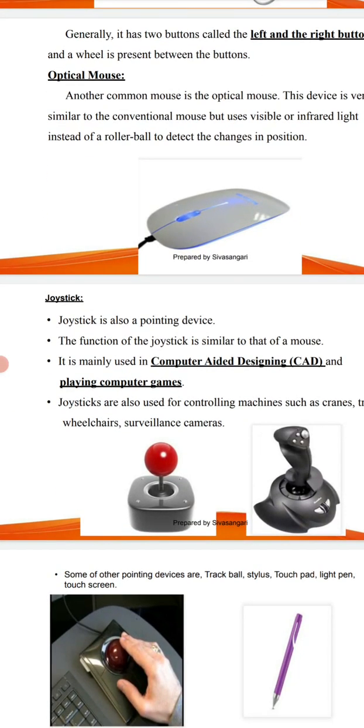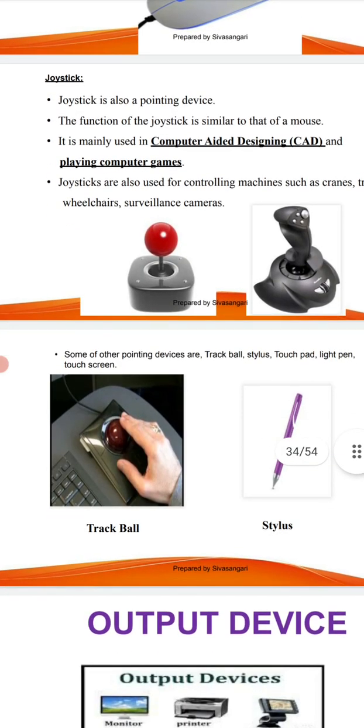Next one is joystick. Joystick is also a pointing device. It is mainly used in computer aided design and playing games. Joysticks are also used for controlling machines such as cranes, trucks, wheelchairs, surveillance cameras, etc. Next one is trackball and stylus. Some other pointing devices are trackball, stylus, touchpad, light pen, and touch screen, which are all input devices.